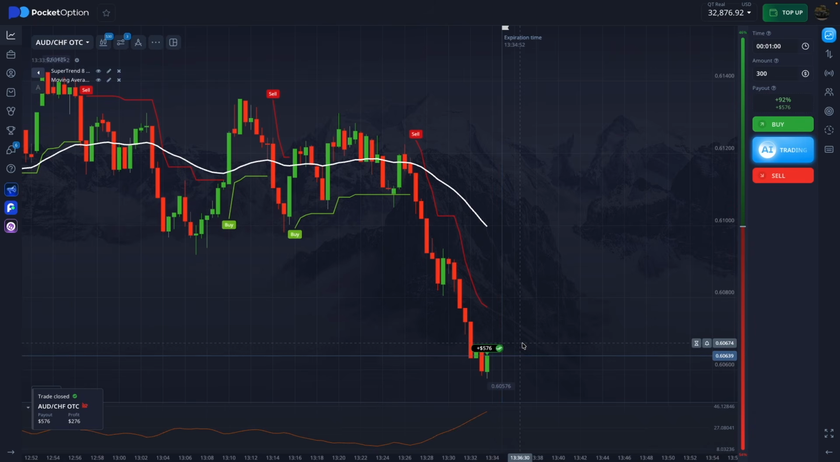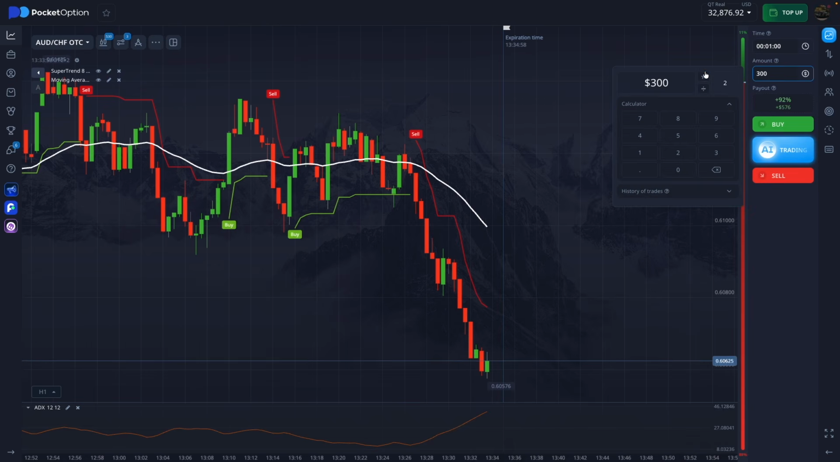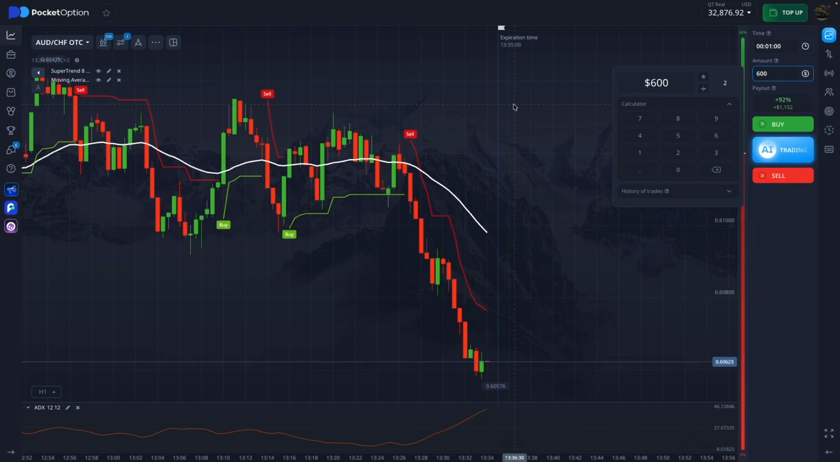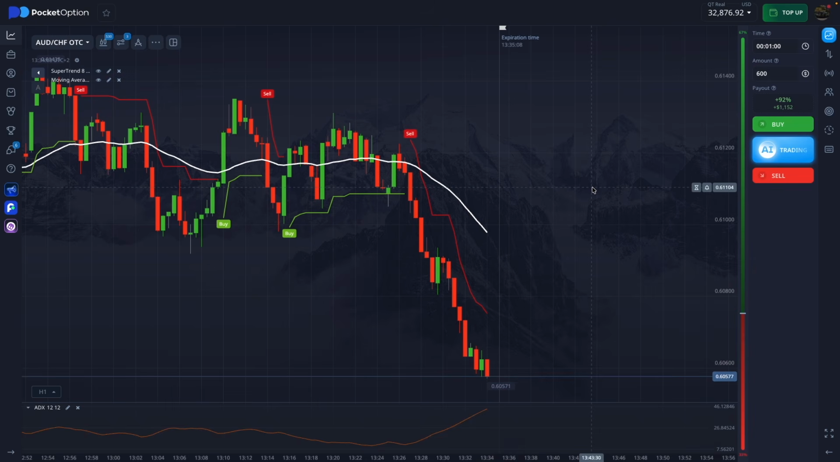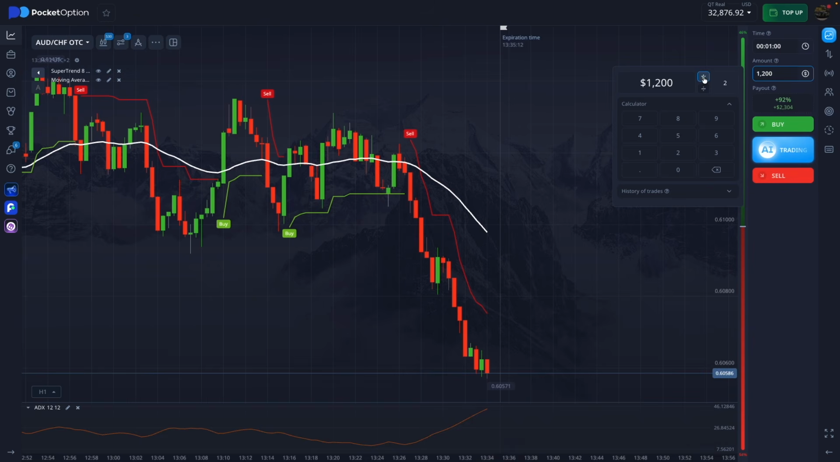It closed with a profit, so I'm not changing anything here, but if this trade had closed at a loss, I would have entered the following value here, $600. So I would double the trade amount and, accordingly, open the next trade at $600. If this trade at $600 ended negatively again, I would simply double the trade amount once more. So for example, I would open the next trade at $1,200.